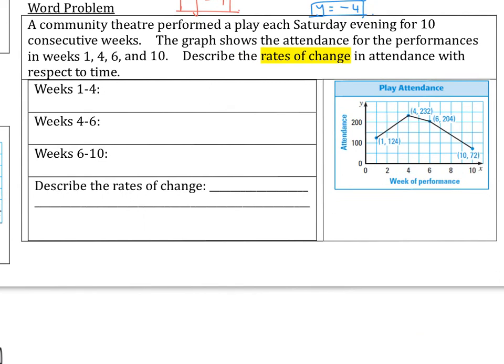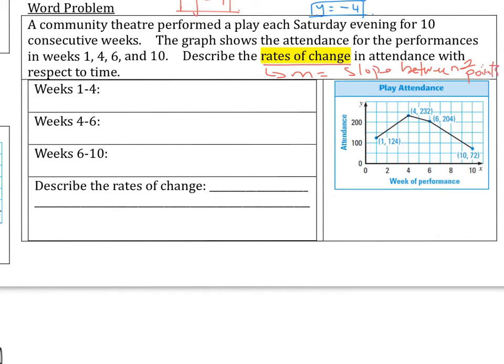Okay, and let's look at a word problem. A community theater performed a play each Saturday evening for 10 consecutive weeks. The graph shows the attendance for the performances in weeks 1, 4, 6, and 10. Describe the rates of change in attendance with respect to time. When you're being asked to find the rate of change, you're actually looking for the slope between two points.